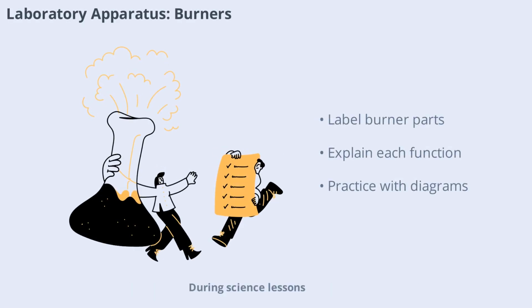During science lessons, you may encounter diagrams of laboratory apparatus like burners. It's important to know the parts of a Bunsen burner, such as the base, barrel, air hole, and gas inlet. Each part has a specific function, like controlling the flame or allowing air to mix with gas. Being able to label these parts and explain their functions is a valuable skill for both practical and written exams. Practice drawing and labeling diagrams to reinforce your knowledge.